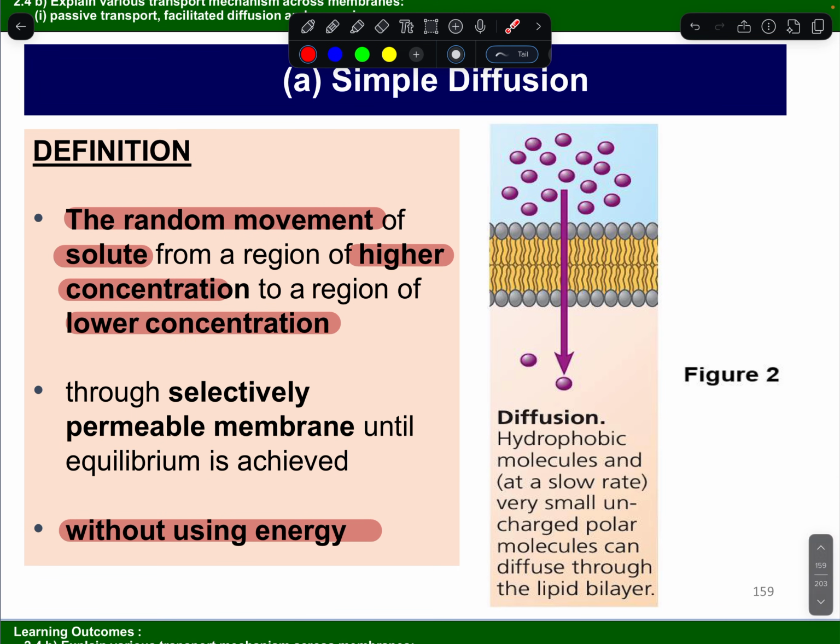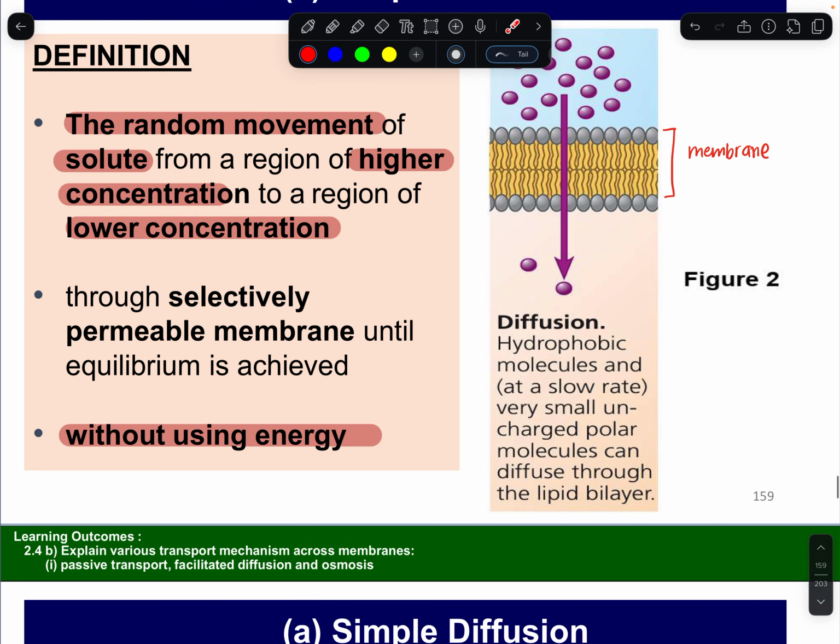The definition is here. Random movement of solute from a region of higher concentration. Look at this. Dia ada lagi banyak solute berbanding di bawah ini. So from higher concentration to lower concentration through selectively permeable membrane. Ini adalah membrane. Membranenya select. Bukan semua solute boleh sebarang masuk. Adakah perlukan energi? Jawapannya adalah tidak, sebab dia passive transport.